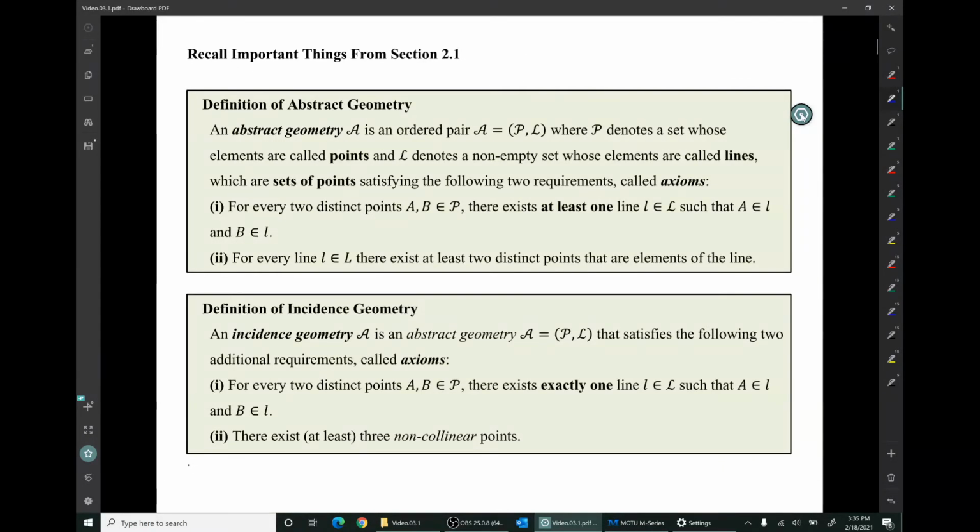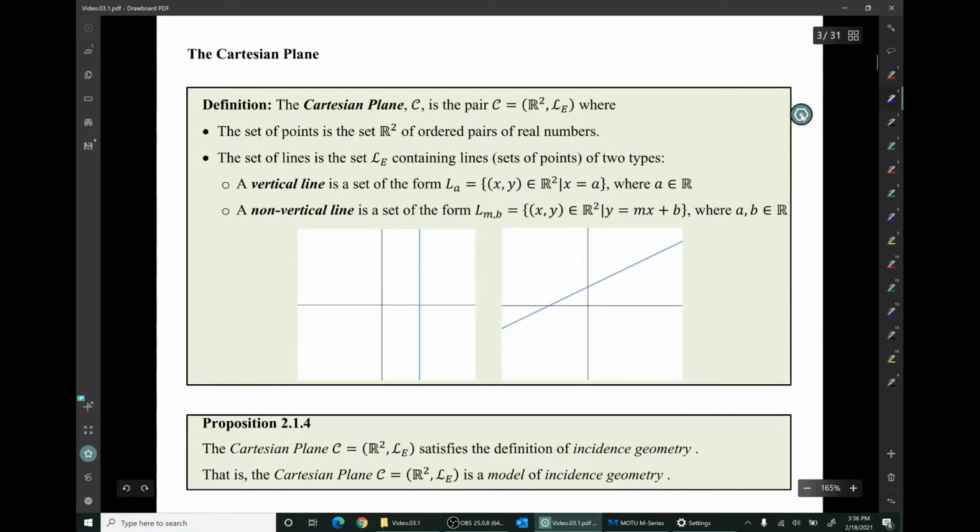Let's recall some important things from section 2.1, the definition of abstract geometry, which is a set of points and a set of lines that satisfies these axioms. An incidence geometry is a set of points and a set of lines that qualifies as an abstract geometry and also satisfies these additional axioms.